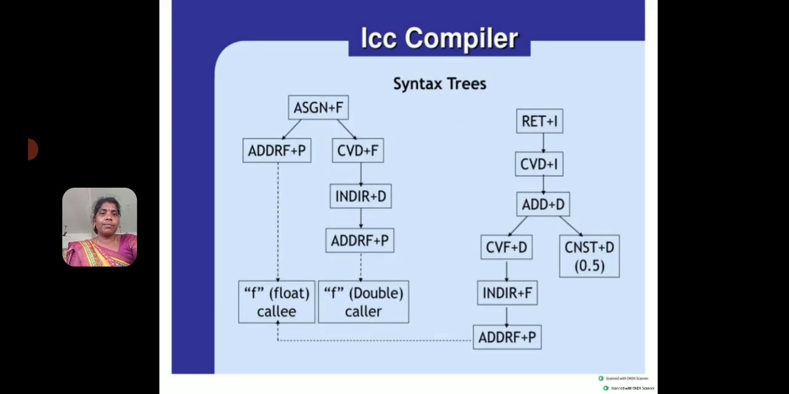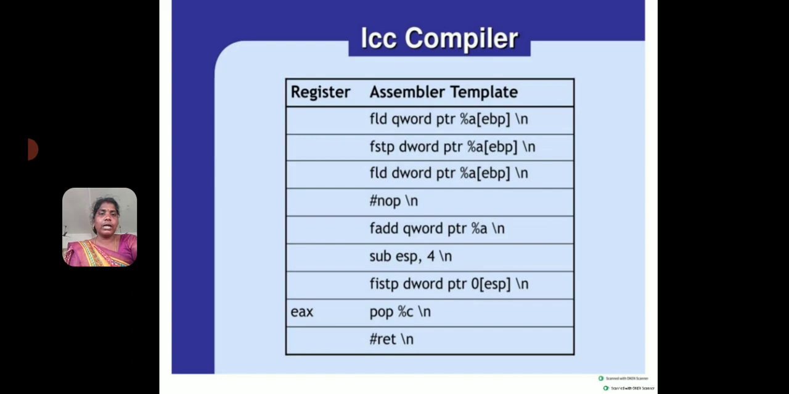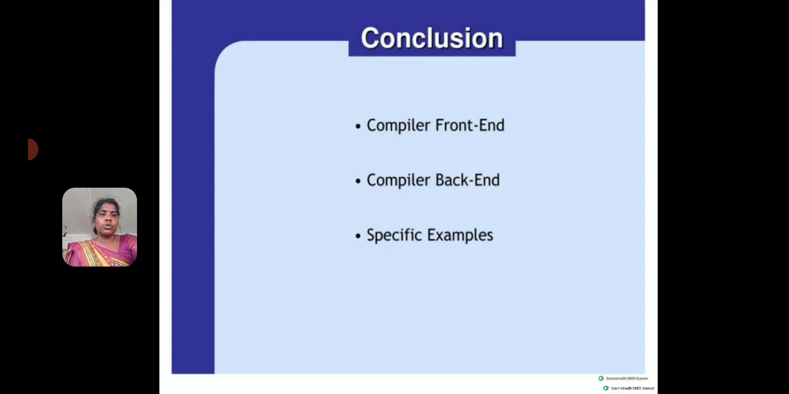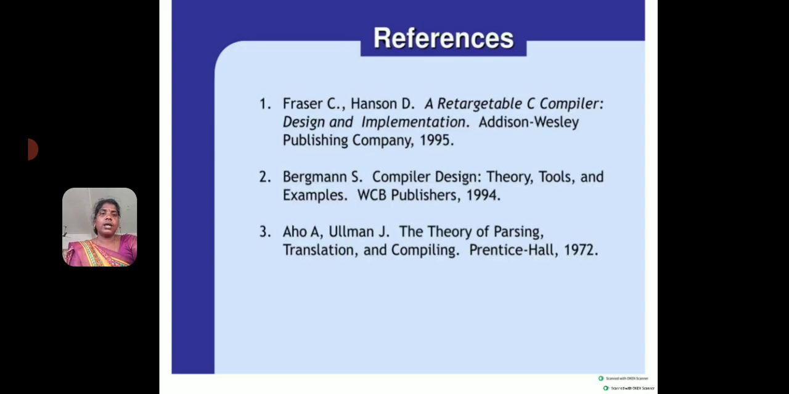These are examples of syntax trees and how to generate a register and assembler template. Then the conclusion: the compiler back end and compiler front end, and specific examples. This is the reference of books on compilers. Thank you.